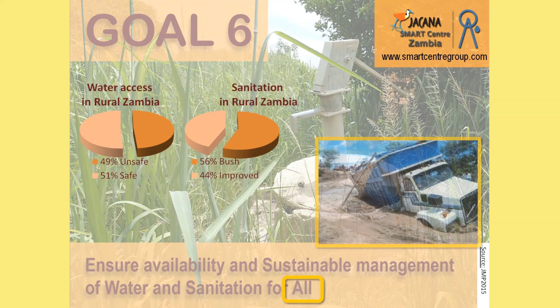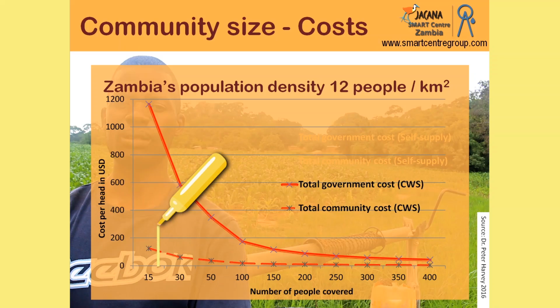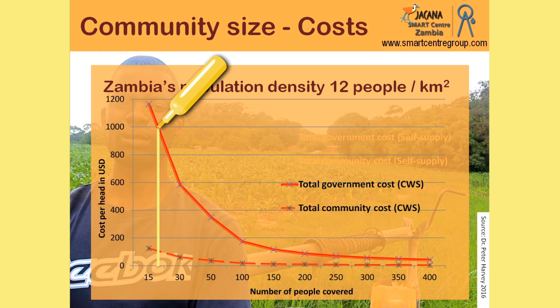How is that possible? Because roads are poor, but also because of the very low population density in Africa. For example, Zambia has 12 people per square kilometer. If a community is, let's say, 25 people, that would mean $25,000, and we serve only these 25 people, which is unrealistic.